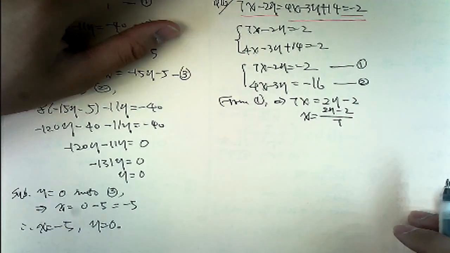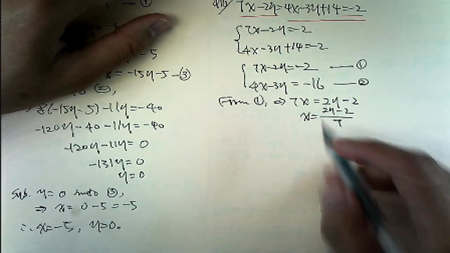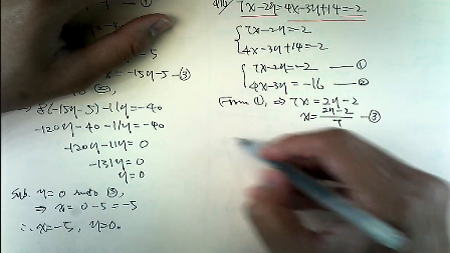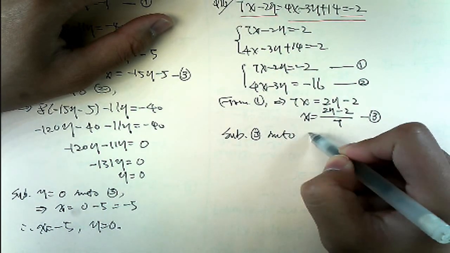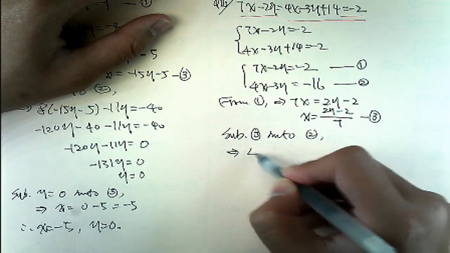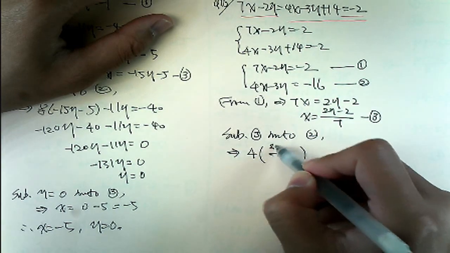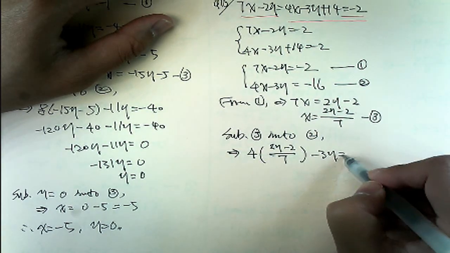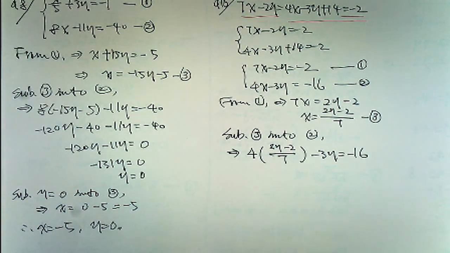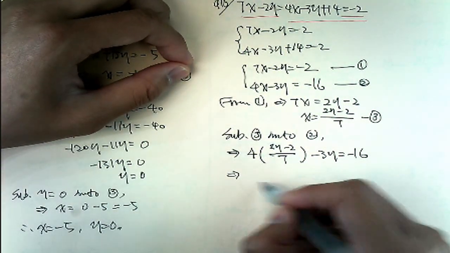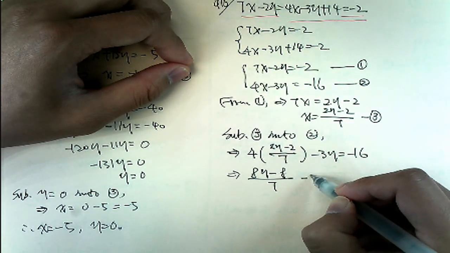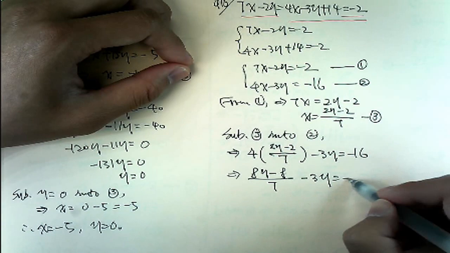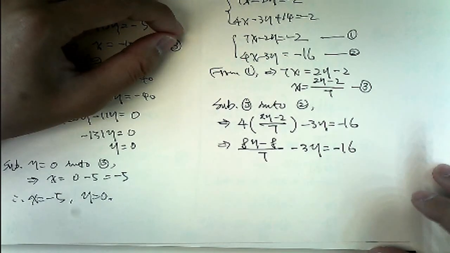Understand? It's okay. So give a name, it's number 3. We sub number 3 into 2. You have 4 times this block, equal to minus 16. So move this 4 into the bracket. You have 8y minus 8 divided by 7 minus 3y, and then equal to minus 16.